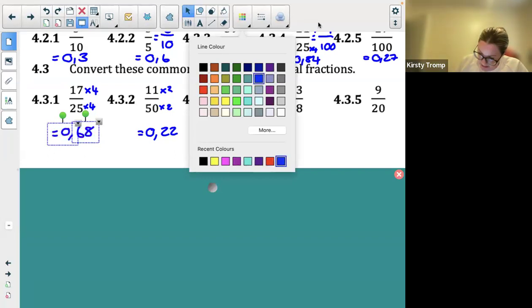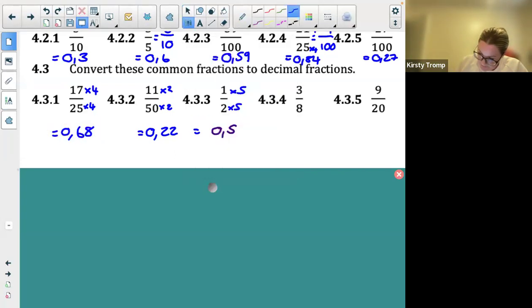All right. For my next one, I've got 4.3.4, so it's over 8. Oh my goodness, how do I get 8 to be in one of either 100 or 1,000, or what do I need to do? Well, if I take 100 and I divide it by 8, that gives me a weird number, so I'm not going to do that. So what am I going to do instead?